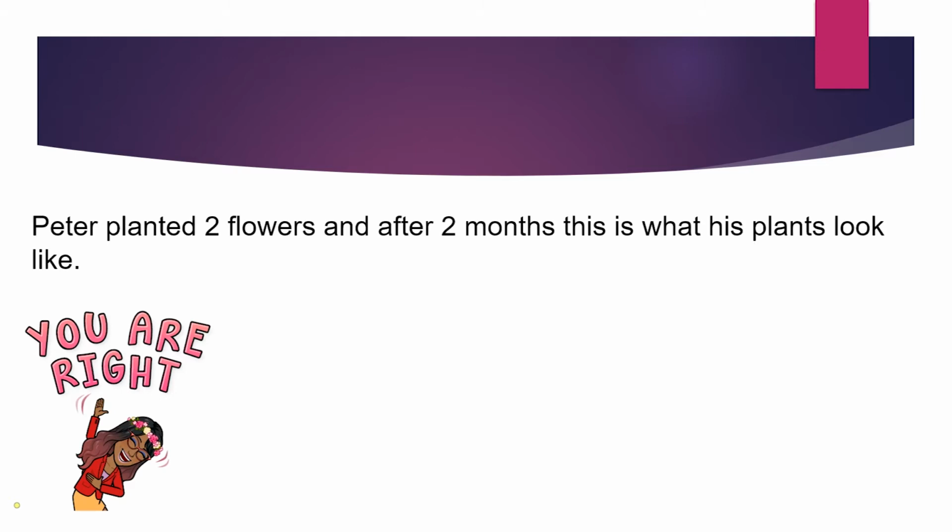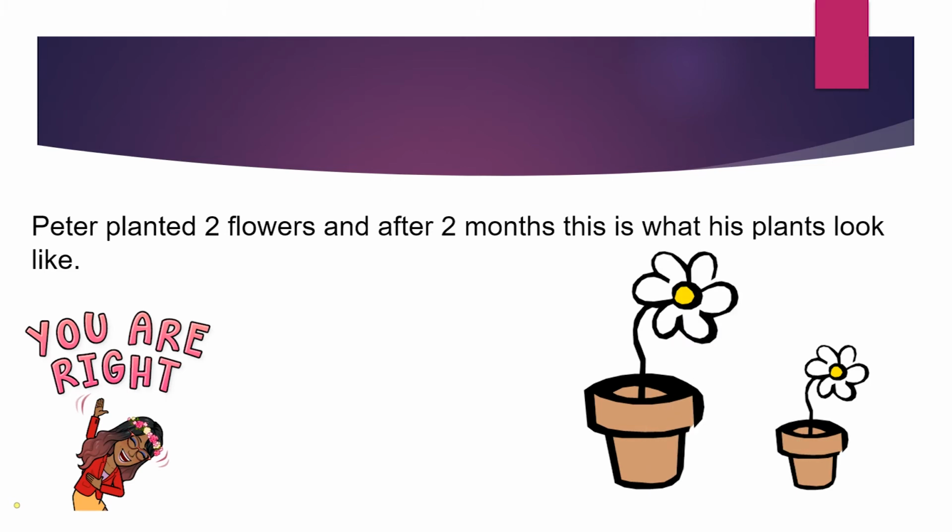Let us now look at Peter's flowers. Peter planted two flowers, and after 2 months, this is what his flowers look like. Are the flowers the same size? Which flower is short? Which flower is tall? Well, flower A is tall and flower B is short.